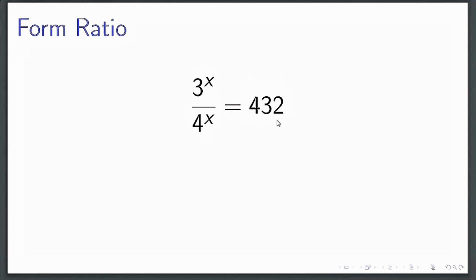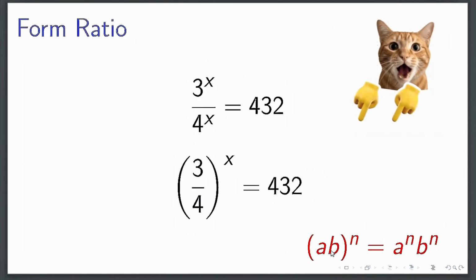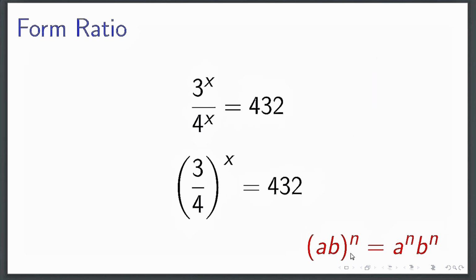Now we know that by using the indices law, which is a b whole power n, I can write a power n b power n. I'm going to use this similar law for the division as well. So I will use this. I will get 3 over 4 whole power x will be equal to 432.